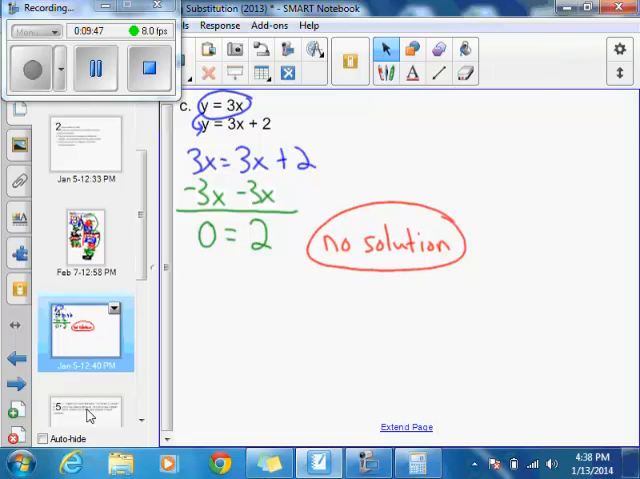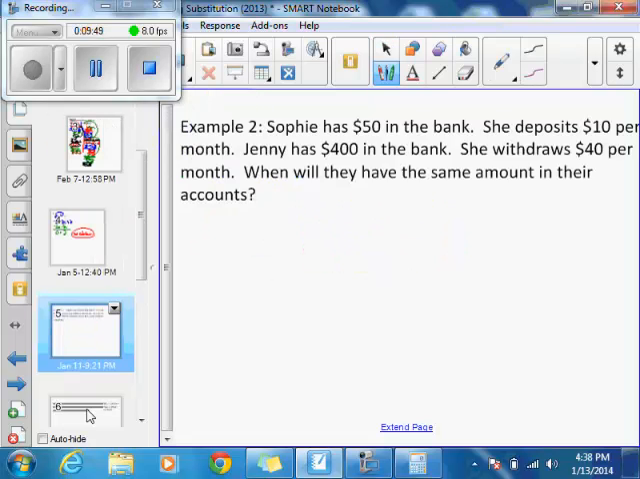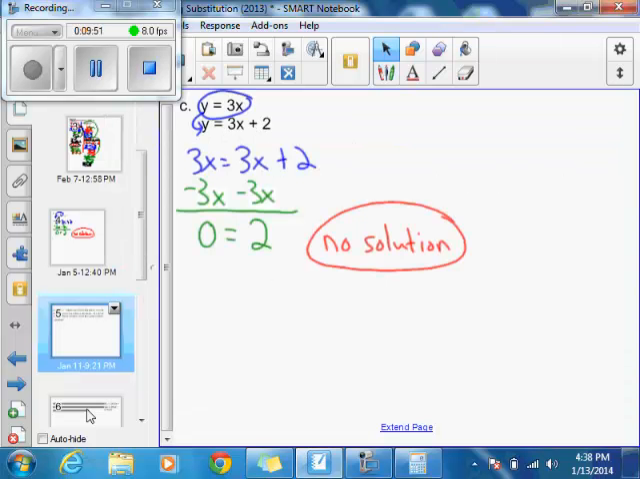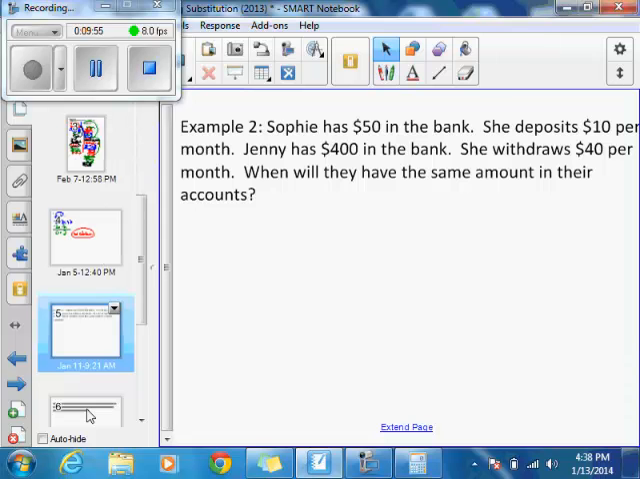Okay, we're going to do a couple word problems. All right, Sophie has $50 in the bank. She deposits $10 per month. Jenny has $400 in the bank, and she withdraws $40 per month. When will they have the same amount in their accounts?